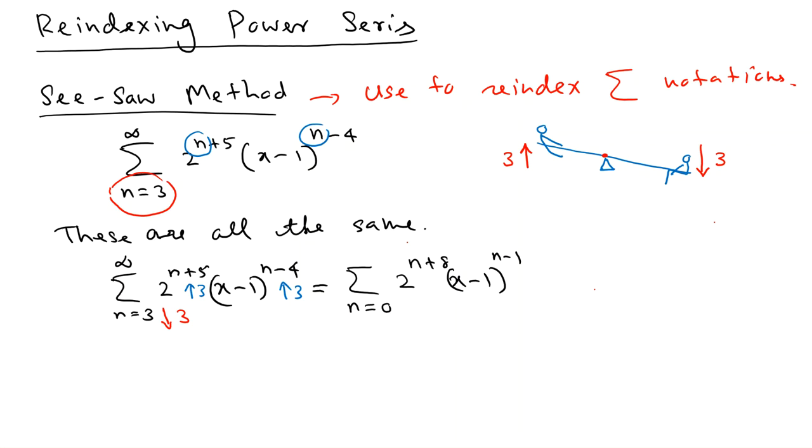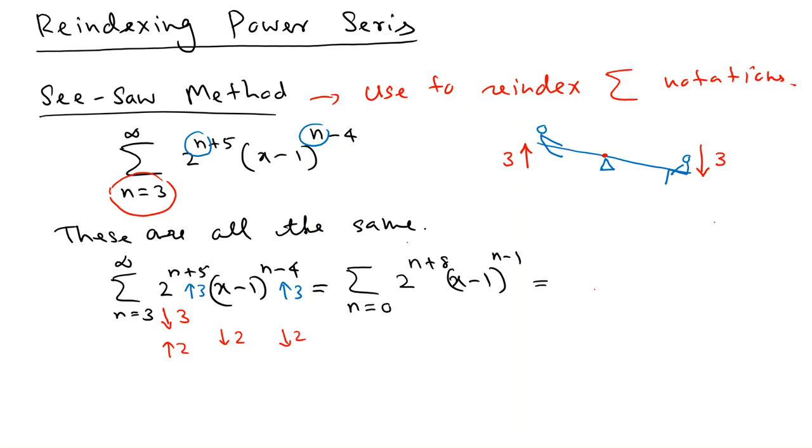Let's do another one. How about we go the other direction? Let's say you increase by 2 here, on the outside index. Then what's going to happen inside? Inside you have to decrease by 2.